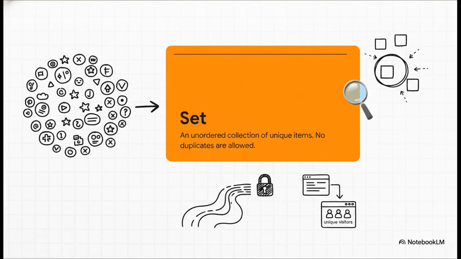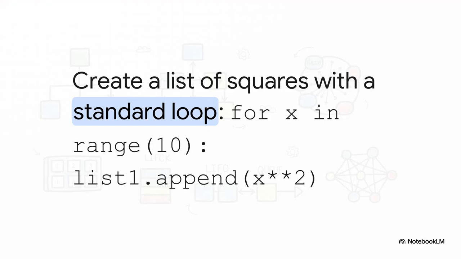Then we've got sets. Now, the superpower of a set is all about one thing, uniqueness. If you try to add an item that's already in there, it just ignores it. No duplicates allowed, ever. And this is incredibly useful for things like, say, finding out how many unique visitors came to a website. Okay, so let's see how these things actually get built.